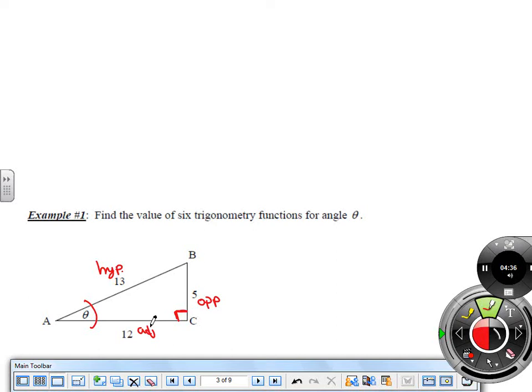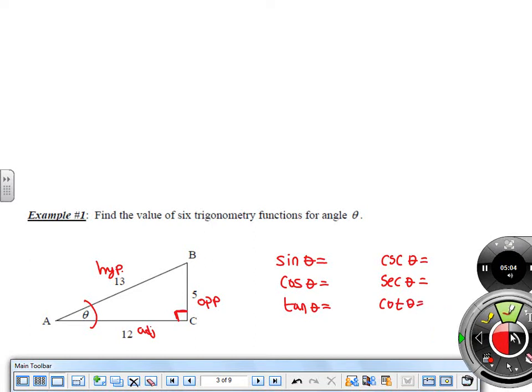All right, so to find the 6 trig functions means they want us to find the sine of the angle, the cosine of the angle, the tangent of the angle, and then all of their reciprocals. So remember, the reciprocal of the sine was cosecant. The reciprocal of the cosine was secant, and the reciprocal of the tangent was cotangent. So go ahead and take a minute and fill those in. Leave them in fraction form.